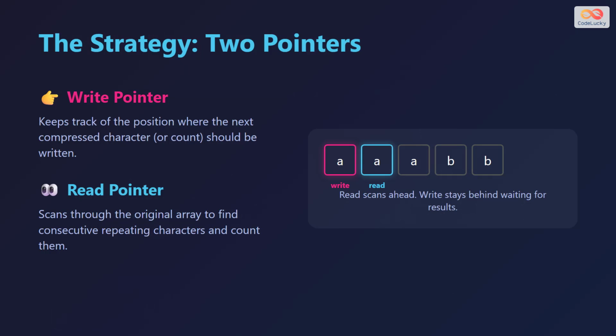To solve this efficiently, we use the two pointers technique. We need a write pointer, which tracks where we are currently placing the compressed result, and a read pointer, which scans ahead through the original array to count the repeating characters. The write pointer essentially builds the new array on top of the old one.